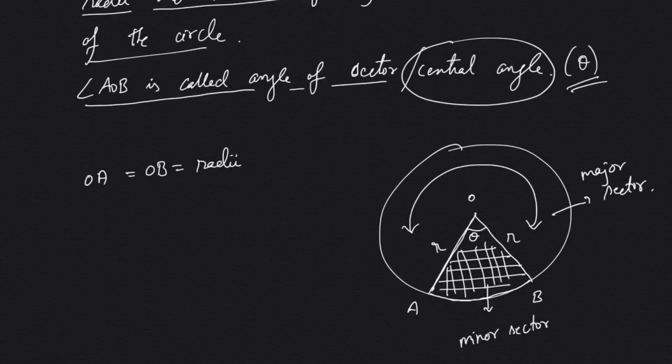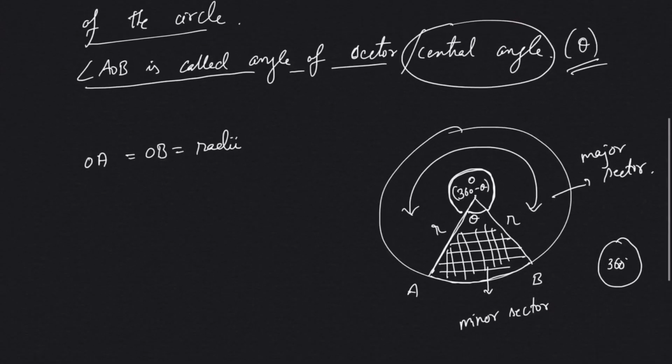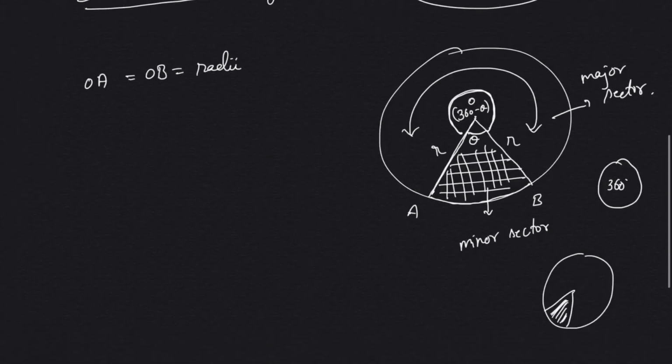And if the question expects us to find the area of the other sector, then we know that the total angle of a circle is 360 degrees. So if this is theta, then this angle will be 360 minus theta, the angle of the bigger sector. So this is what we mean by the sector of a circle. It is like you have a cake, and you cut a slice of the cake. This slice is called the sector of a circle.